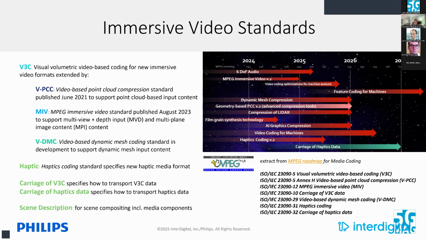This is about the V3C platform that we have available on 5G Mac. It relates to the MPEG standards on this slide. The main one, of course, is V3C, visual volumetric video-based coding. It's the base volumetric codec in MPEG. There is support for the point cloud standard, VPC, and for multi-view plus depth and multiplane image standards, MIV. We anticipate that support for the mesh codec in development, VDMC, will be added later.